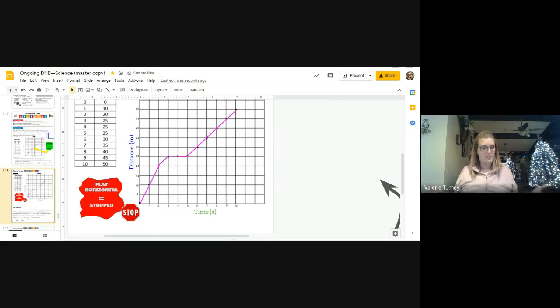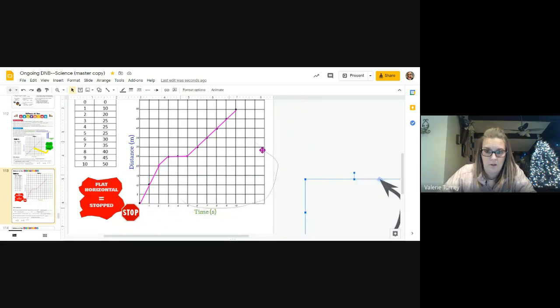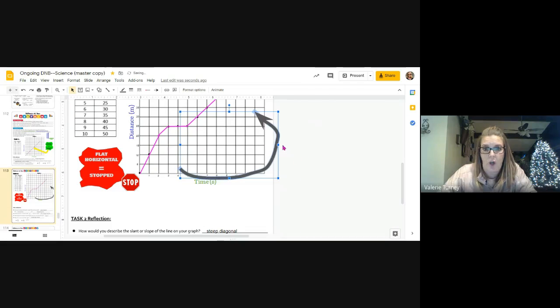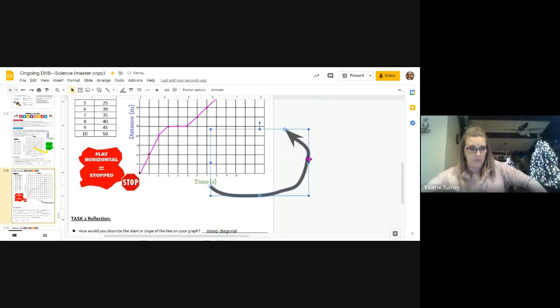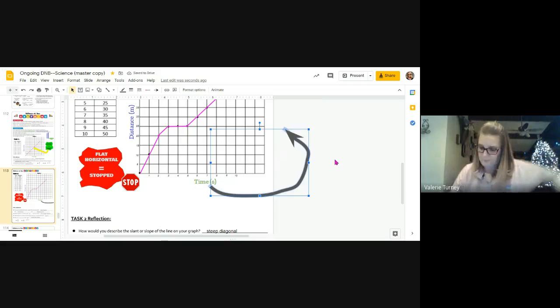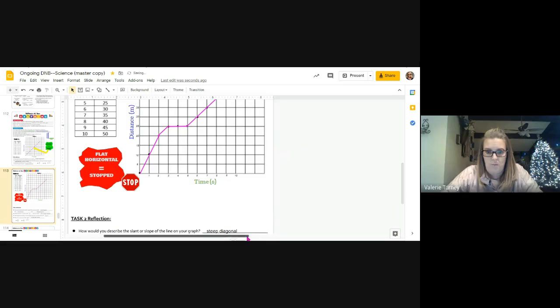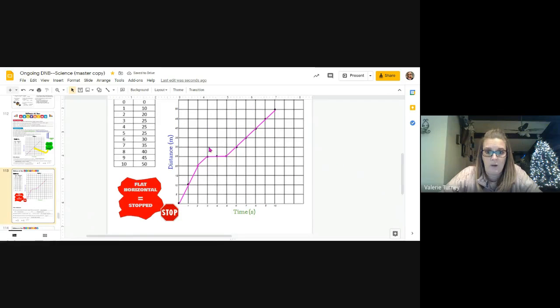Somehow they stopped. For some reason they stopped, because 25 seconds, not 25 meters, 25 meters, and 25 meters. So that means that they stopped. Now I'm going to show you how to draw this little curvy line right here. If you come over here, we're going to point to this area right here. I'm going to put the stop sign right there.